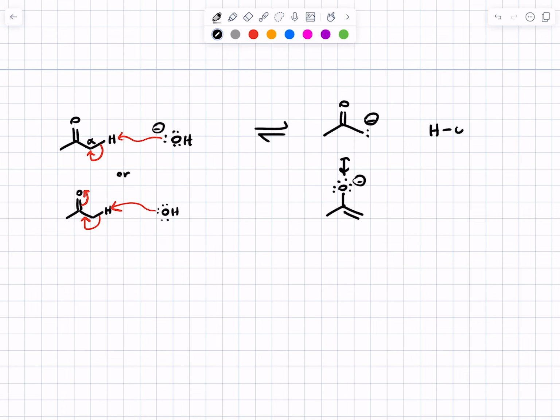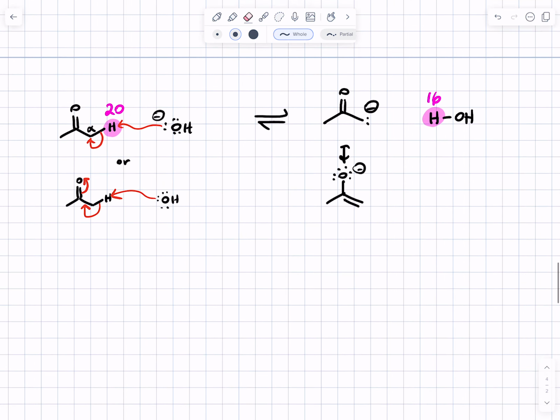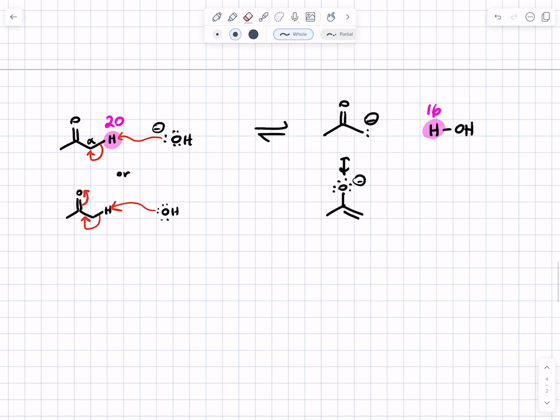But back to 351, to talk about the acid-base equilibria here, we simply need to identify the acid on either side of the equation and then write down the pKa, which is 20 for the ketone and 16 for water. So you tell me which side dominates at equilibrium.